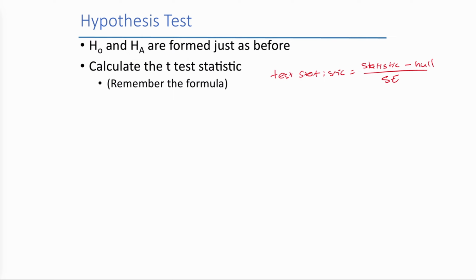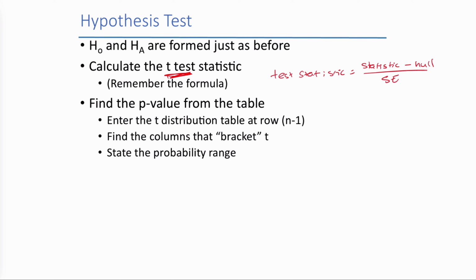But because our standard error requires the standard deviation of the population, and we don't know that, we use the sample standard deviation to approximate it. So we're doing a t-test, just like we did a t-interval for the mean for a confidence interval. Find the p-value from the table? We're not going to do that.